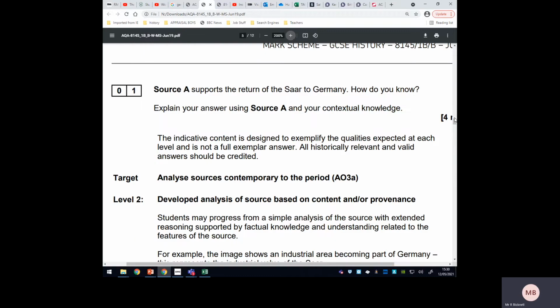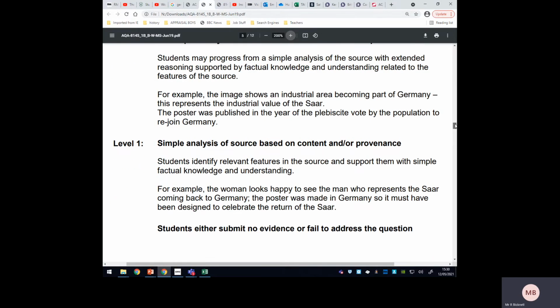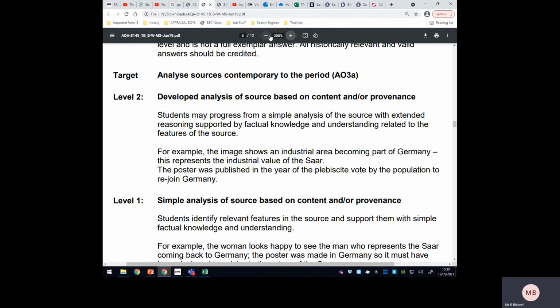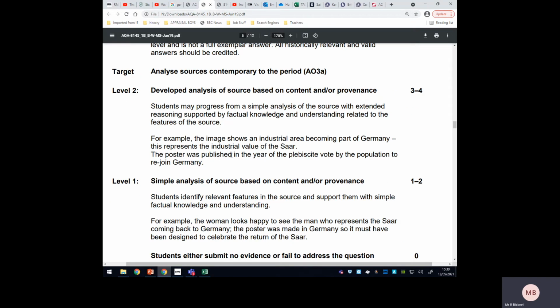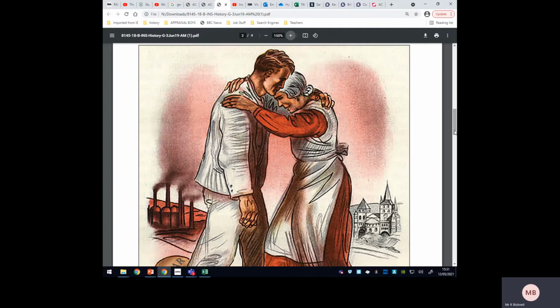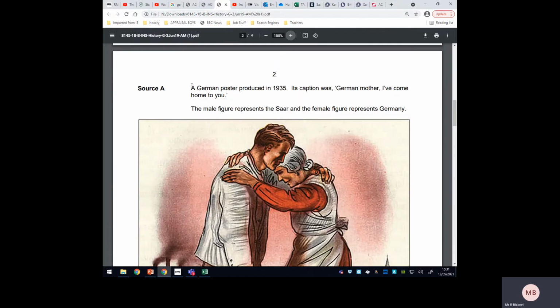Now, let's just have a quick look at what the mark scheme has suggested for this. So here's a level 2 answer. And it says, for example, the image shows an industrial area becoming part of Germany. This represents the industrial value of the SAR. The poster was published in the year of the plebiscite vote by the population to rejoin Germany. That's interesting because I didn't mention that a minute ago. You can talk about the provenance as well. You don't have to. It's not one of the questions where you have to talk about the provenance to get the top level, but this is definitely up for grabs.